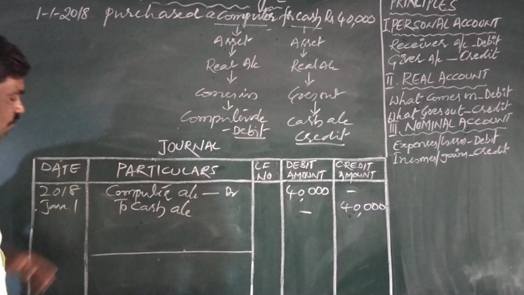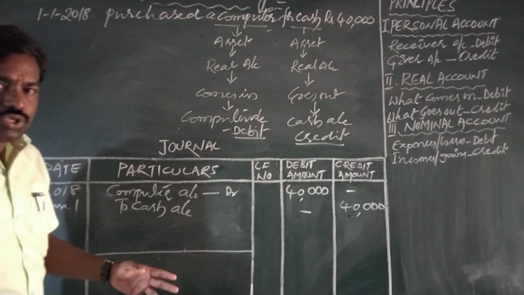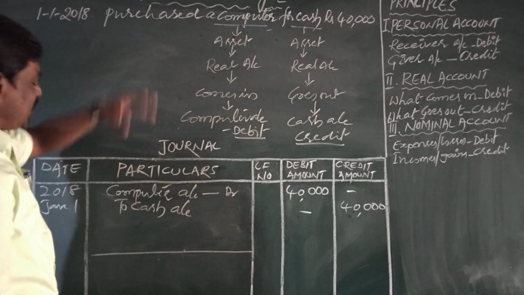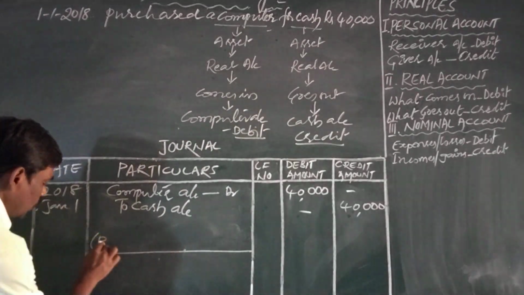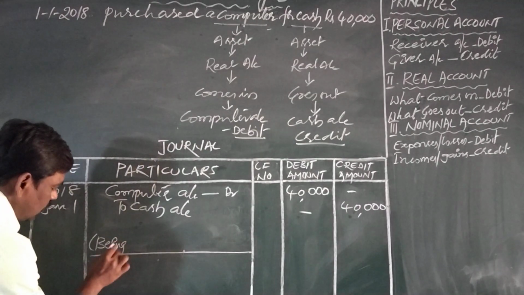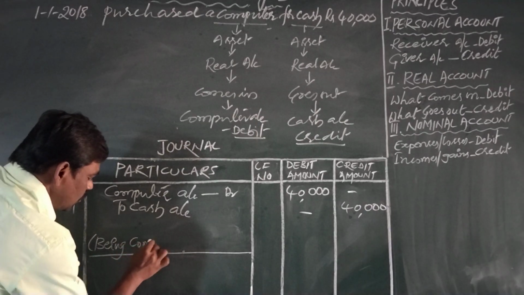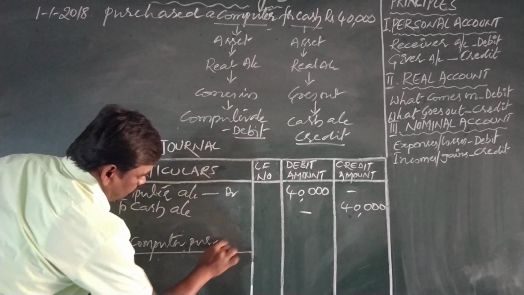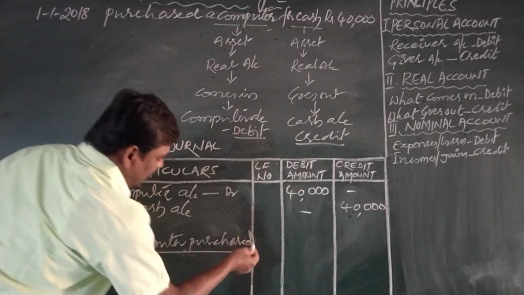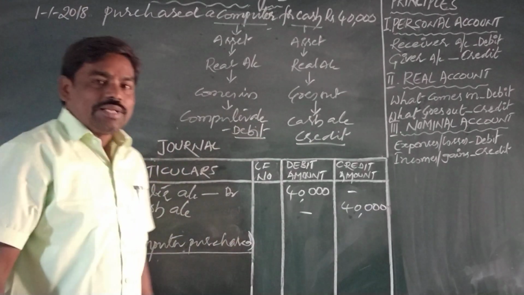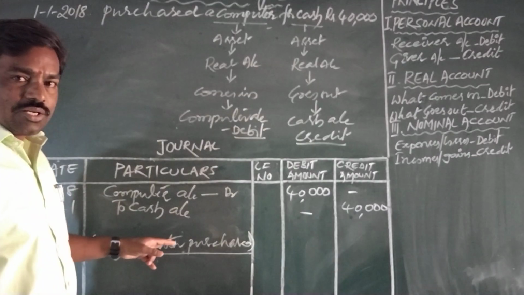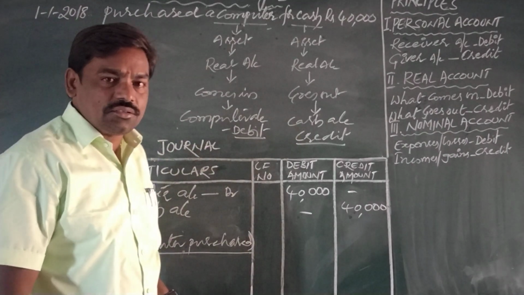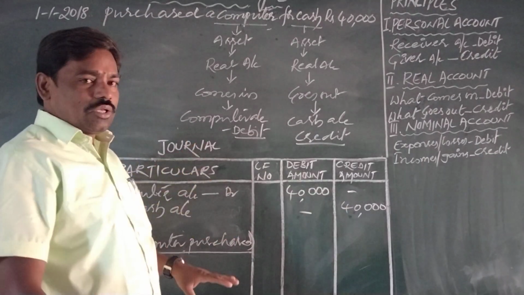After writing the entry, you need to write a narration. Simply write it as you think of the transaction: being computer purchased. In this way you can write the narration for the journal entry. Okay students, in this way you have to write the entry in the journal.